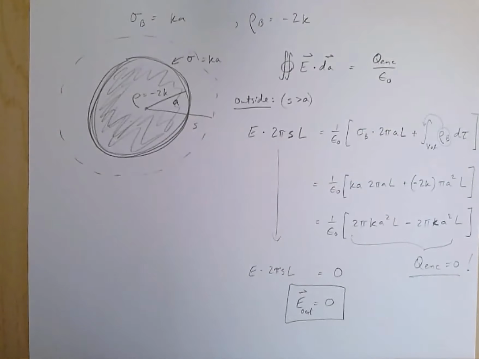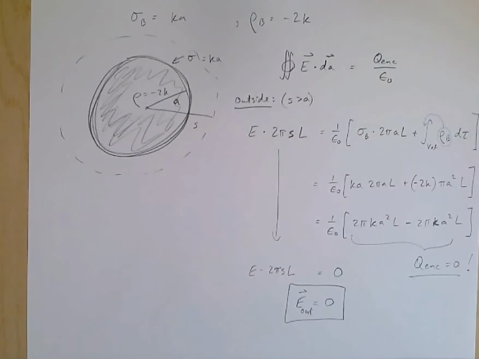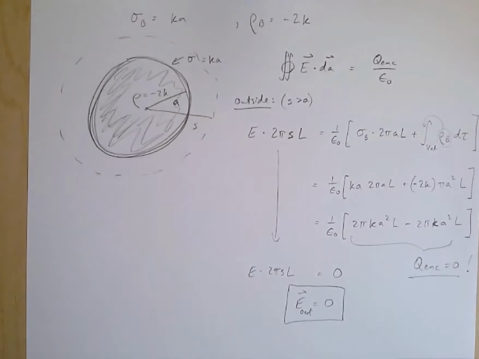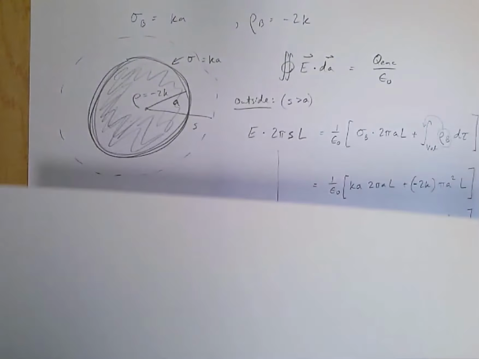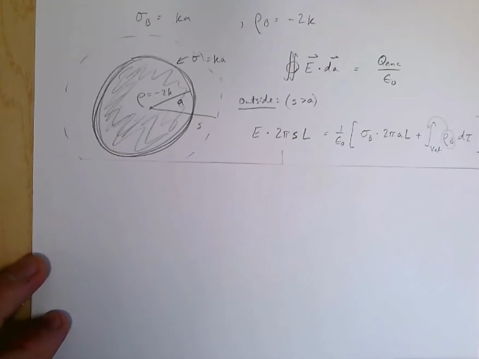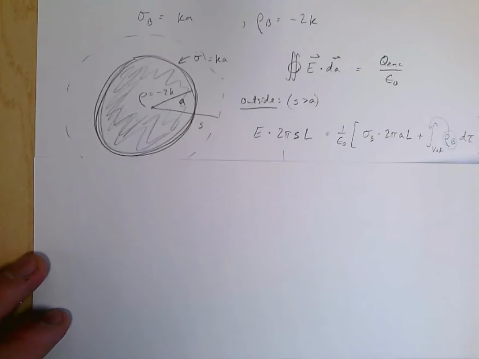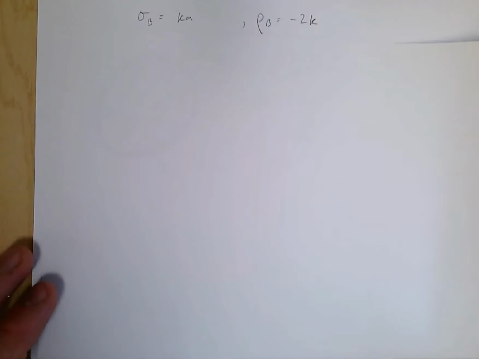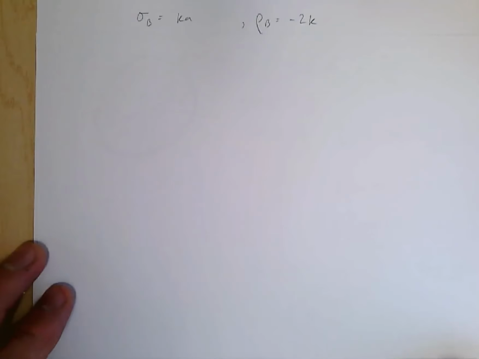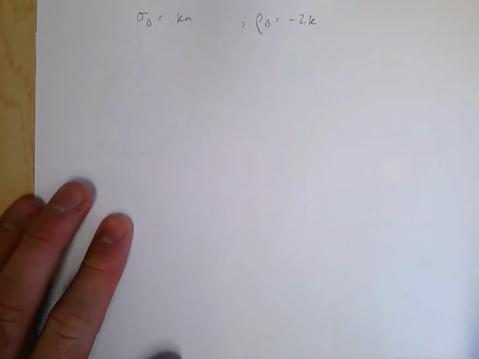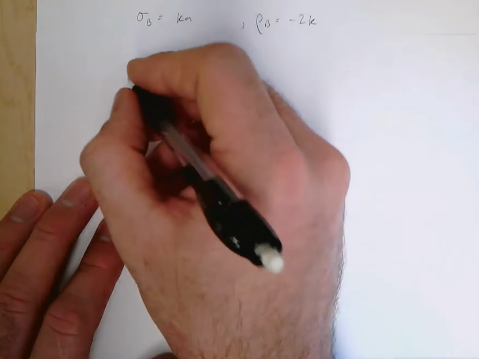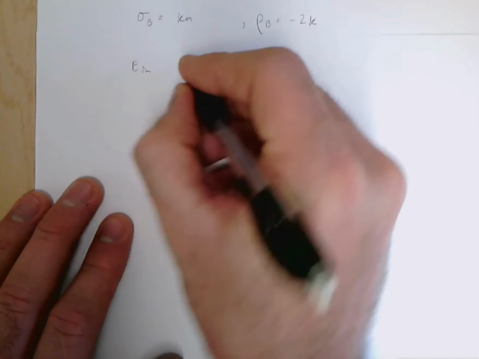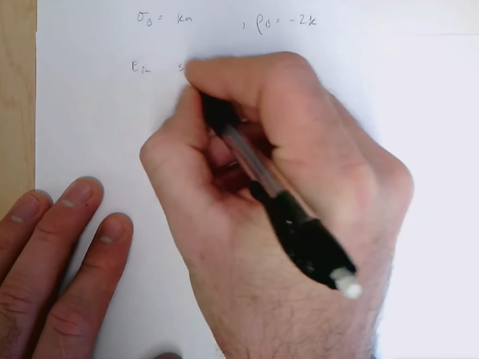Why don't we go ahead and do the inside case? I'll get a fresh sheet of paper for that. I'll just draw a new picture here, to remind us that those are our sigma and rho. Basically we're going to have the same thing inside. We're going to find E inside, where S is less than A.